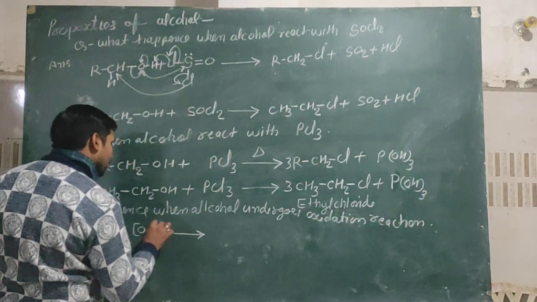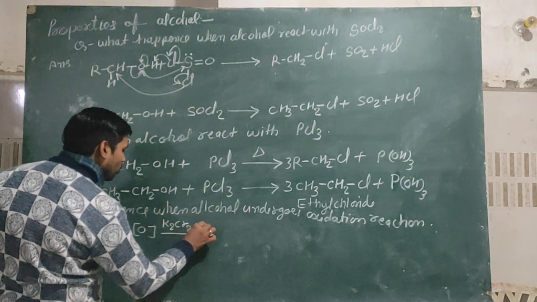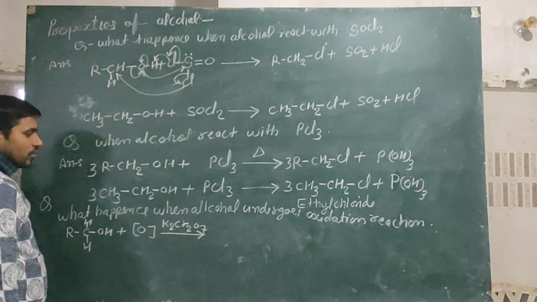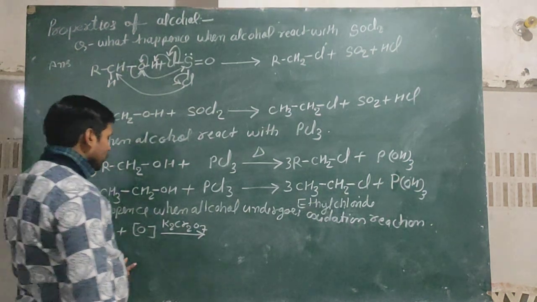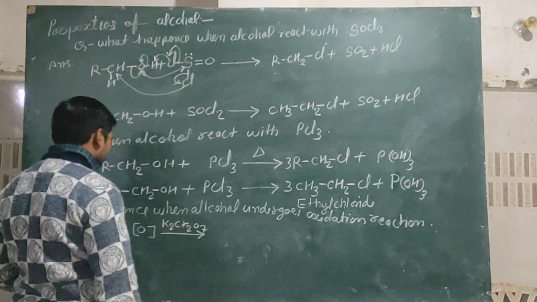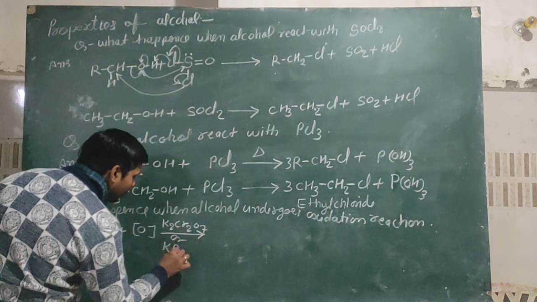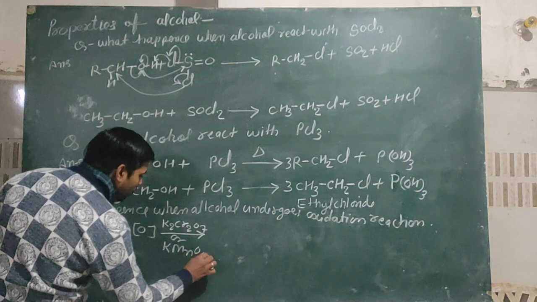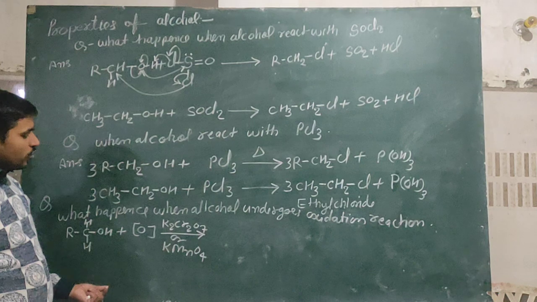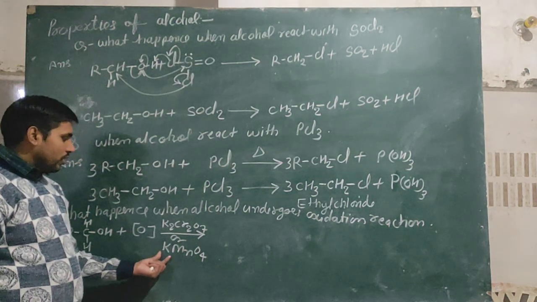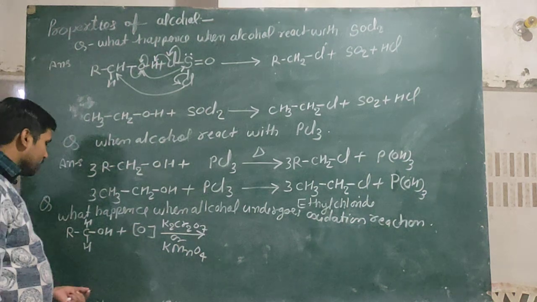this reaction occurs in the presence of K2Cr2O7 or K2MnO4 or KMnO4. The oxidizing agents used here, potassium dichromate and potassium permanganate, are used for the oxidation.